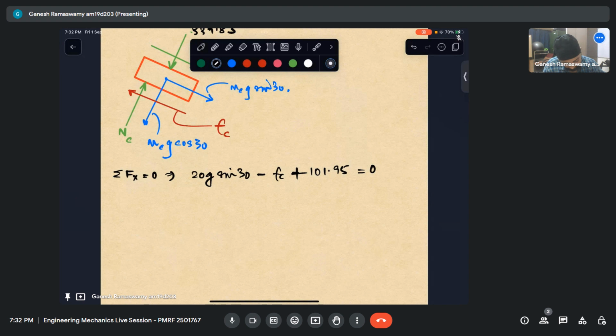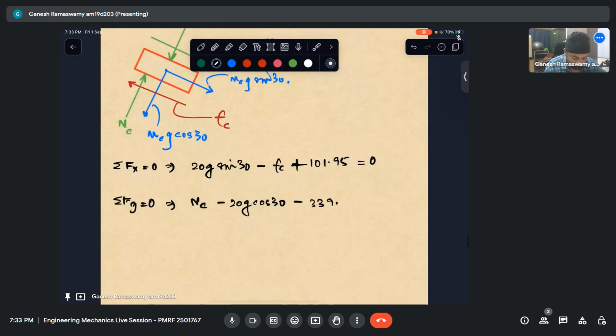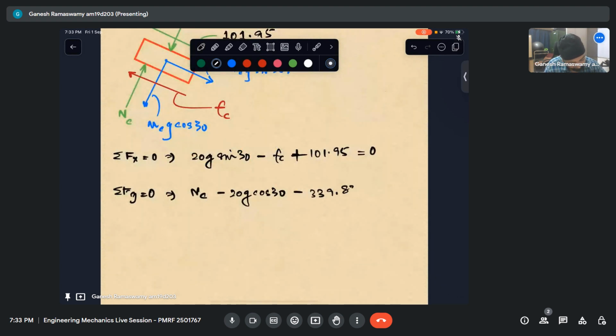And then sigma Fy equaling 0 gives us NC minus 20g cos 30 minus 339.83 equaling 0. So from here we can calculate Fc comes out to be 20g sin 30 plus 101.95, just 200.05 Newton. This is what we are getting from our analysis.